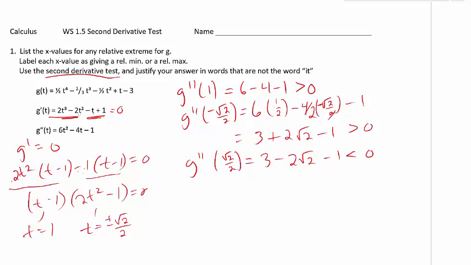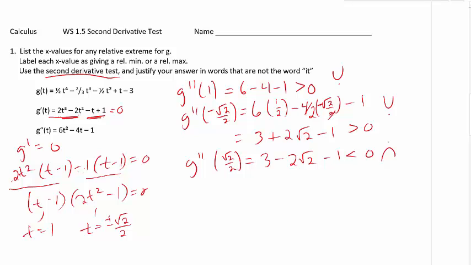So that tells me g is concave up at t equals 1. A concave up graph would yield a min if there were to be any extrema. We are also concave up at negative square root 2 over 2, so there will be a min occurring there. And we are concave down at positive square root 2 over 2, so there will be a max occurring.